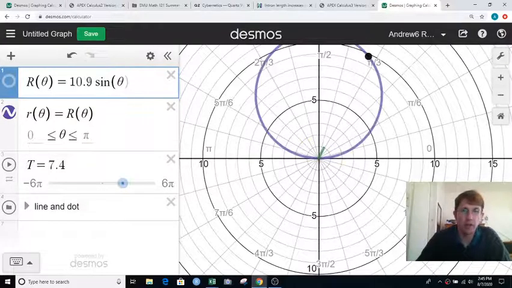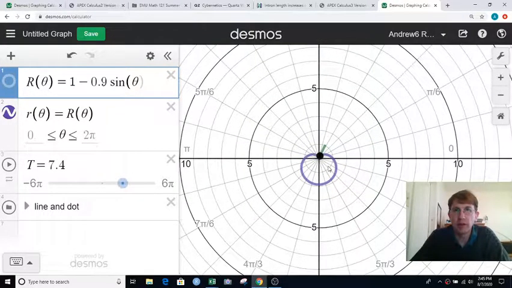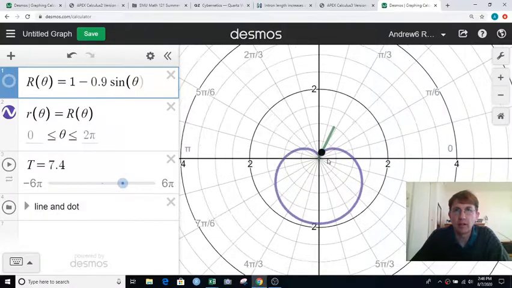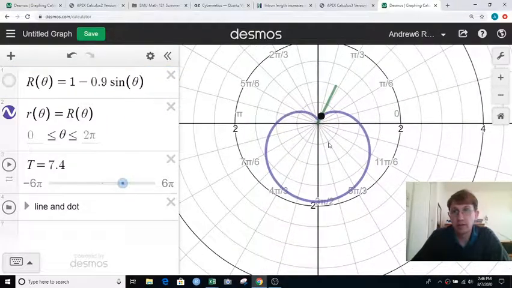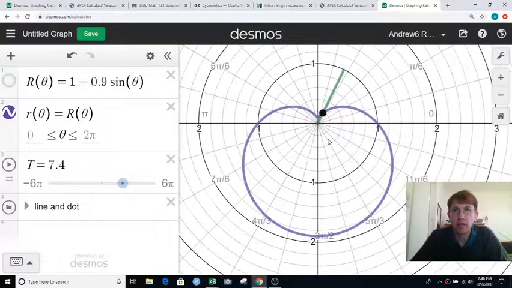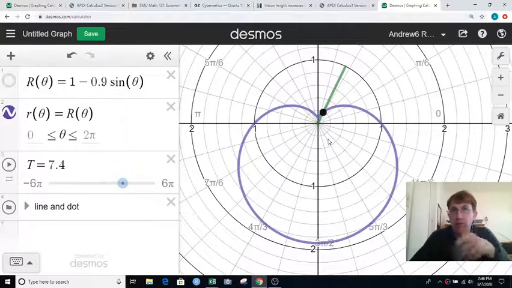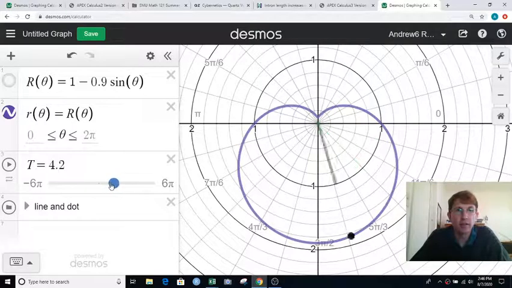Actually, let's try minus. So what shape is that? That is a cardioid, just like we said previously, except this time it's actually kind of right side up from the Valentine's heart point of view. And let's trace out what's happening.